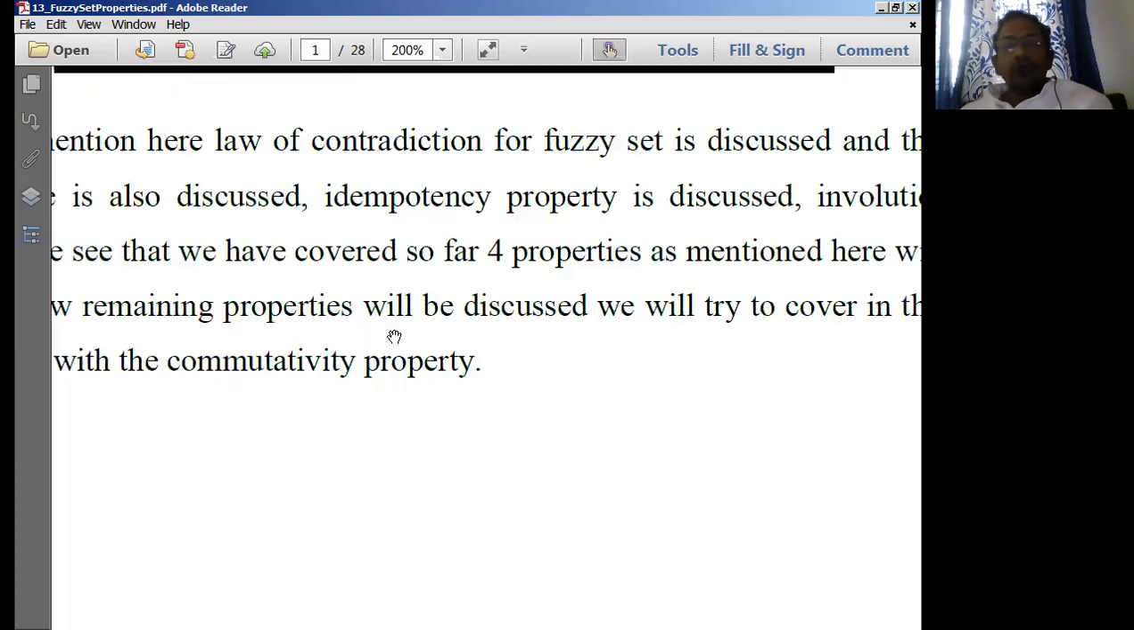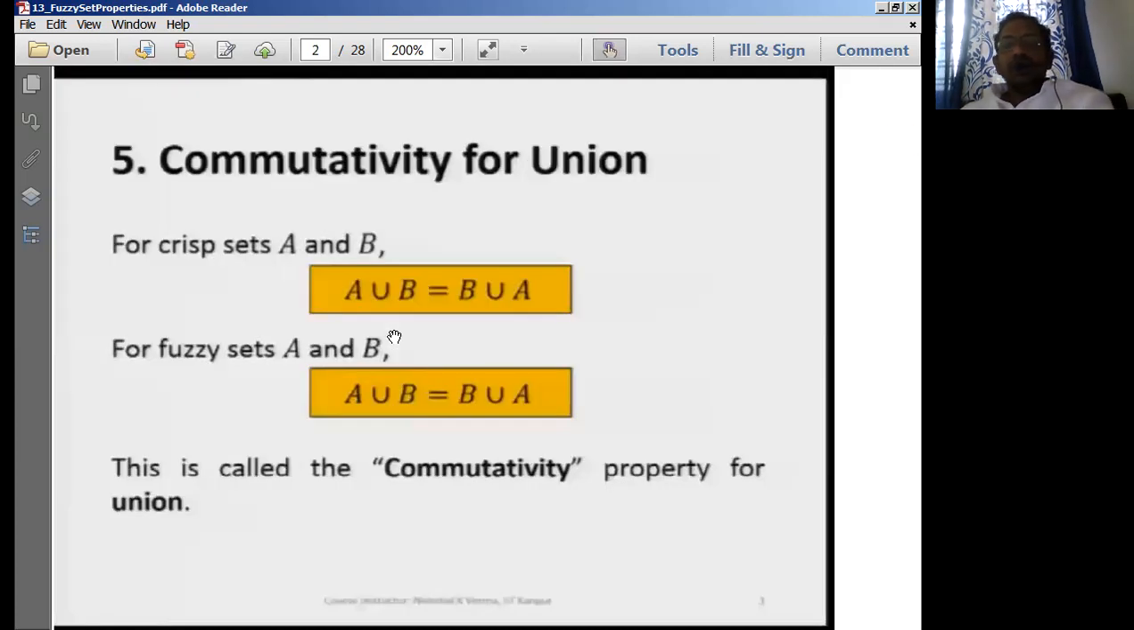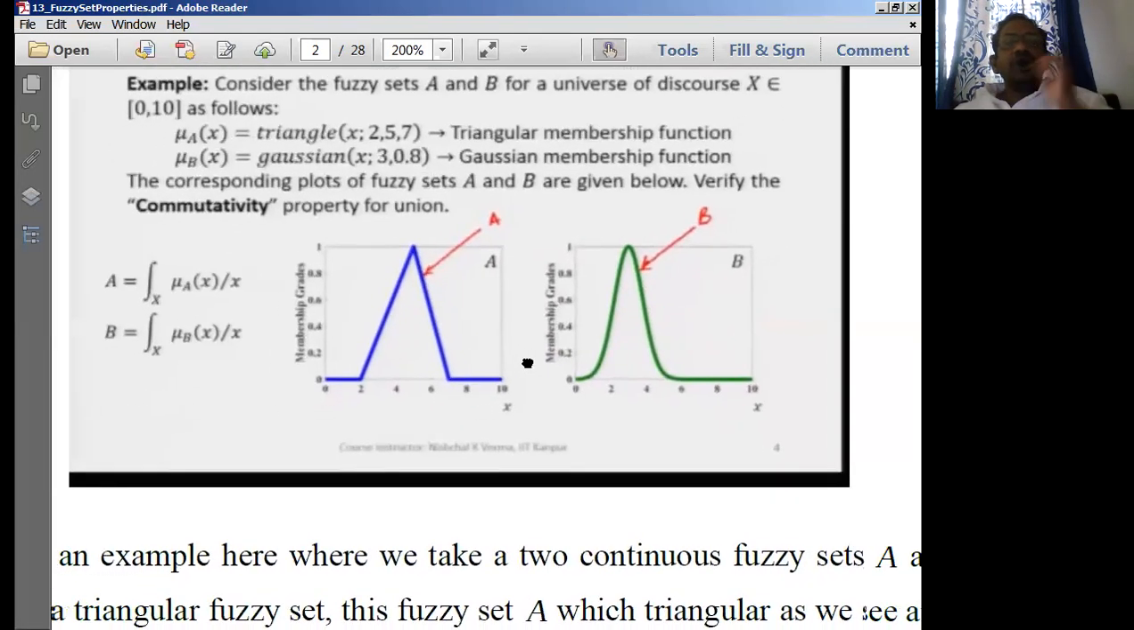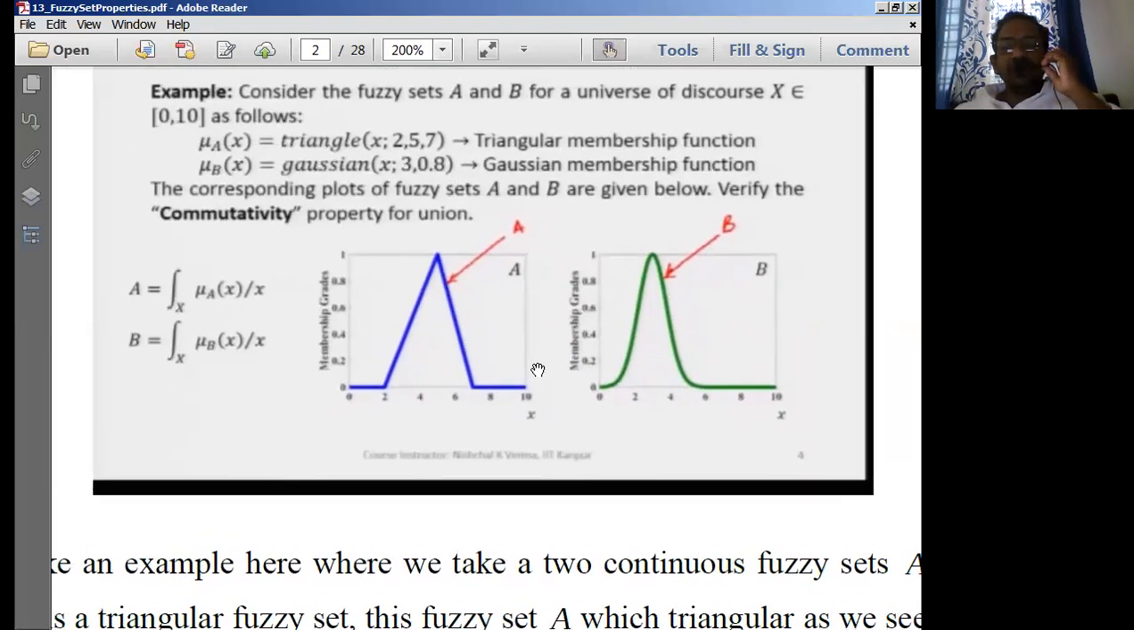So let us continue our discussion on these particular properties. For the commutative property, if the sets are crisp sets, A union B is equivalent to B union A. The same is the case with fuzzy sets. If A and B are fuzzy sets, then A union B becomes equal to B union A. So let us try to understand this with examples. Let us consider two examples.